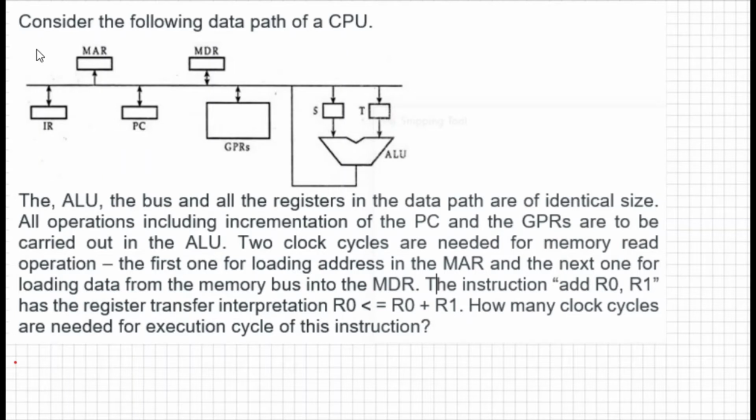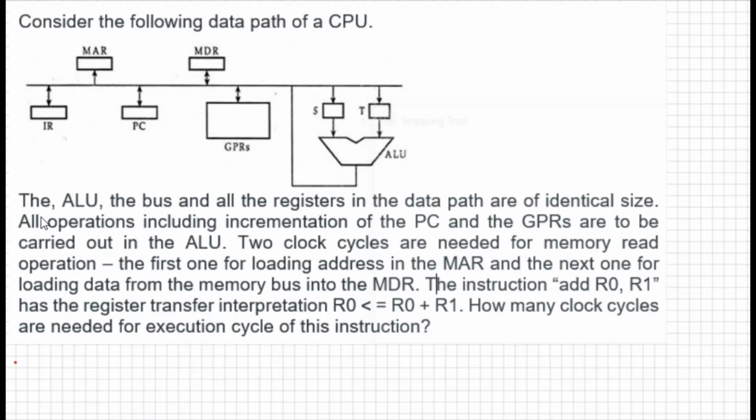Hello guys, today's question is: consider the following data path of a CPU. It's a data path question. The data path is given to you: MAR, memory address register; MDR, memory data register; IR, instruction register; PC, program counter; GPRs, general purpose registers; S, T, and ALU.